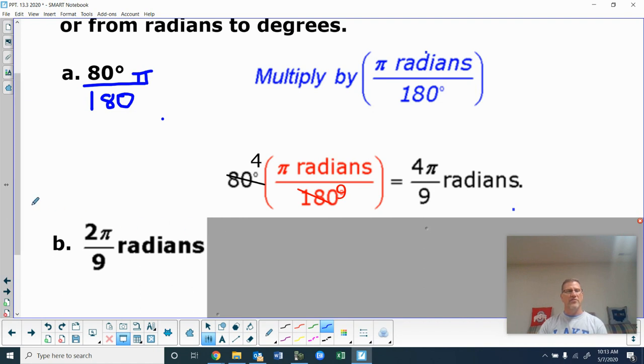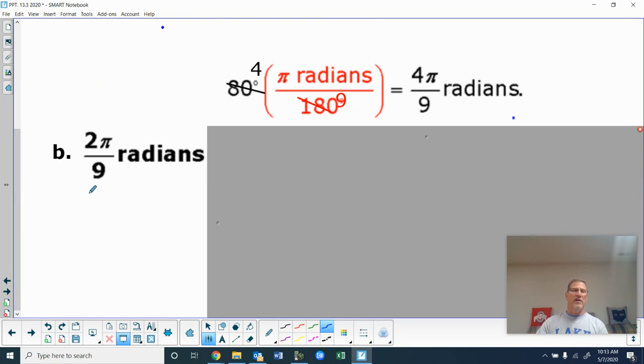Okay, so then for 2 pi over 9, again, I want to get rid of the radians. We're changing it to degrees.